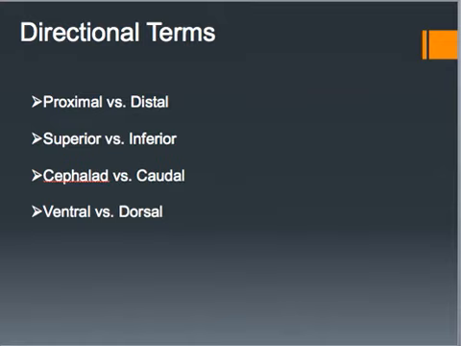Cephalad versus caudal. Cephalad means towards the head, and caudal means towards the feet. Ventral and dorsal aren't used as much in general anatomy. They tend to be used more in veterinary medicine, but ventral means anterior and dorsal means posterior.